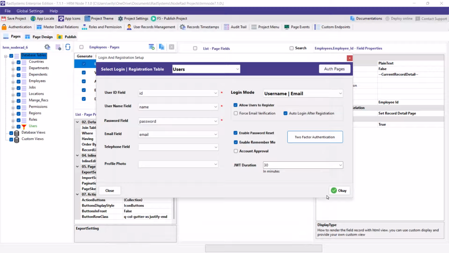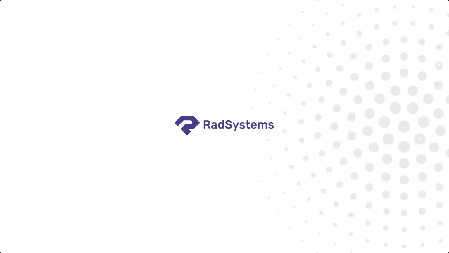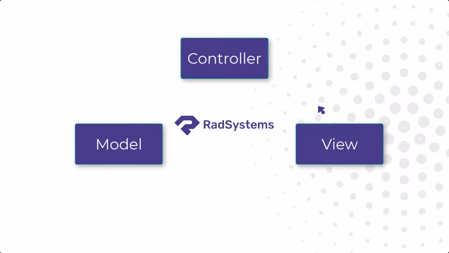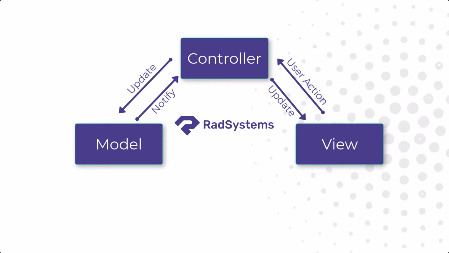Radsystems adopts an MVC design approach that separates user actions, templates, and business logic models, allowing for a clearly expressed contract between various application components, ensuring a well-ordered and efficient approach to the project development.